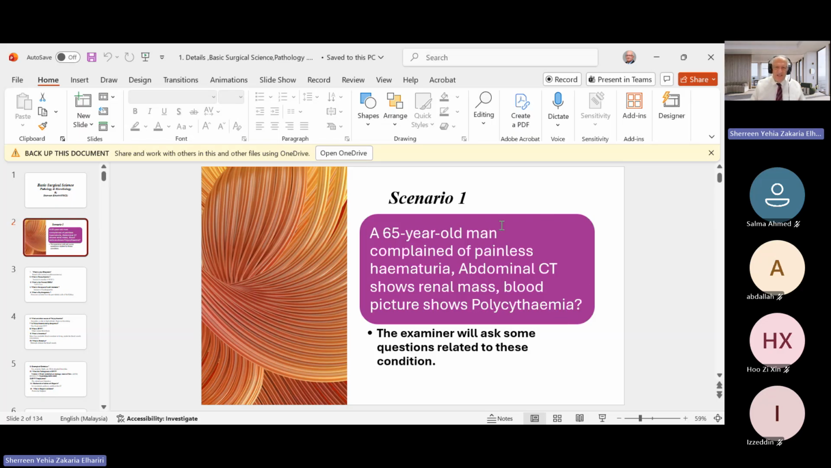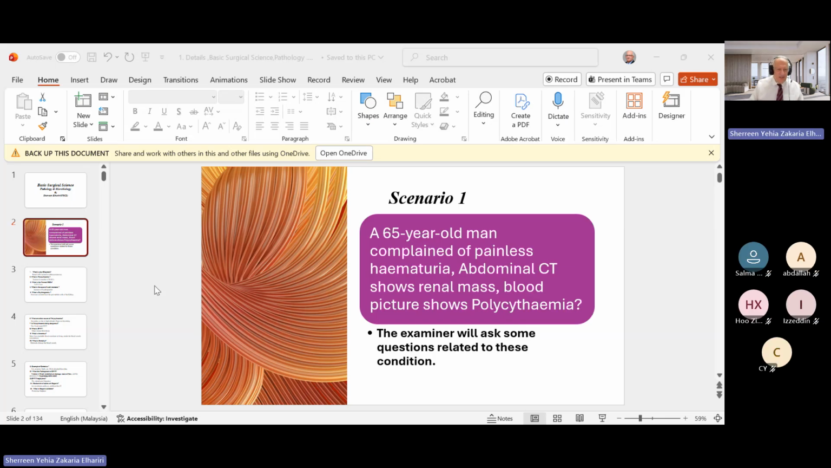This scenario is like a 65-year-old man, complains of painless hematuria, abdominal CT shows renal mass, blood picture shows polycythemia. The examiner will ask you some questions related to this condition. Okay. Usually the question is just a simple question and easy. So we start one by one.